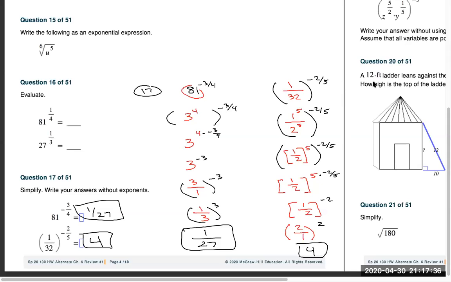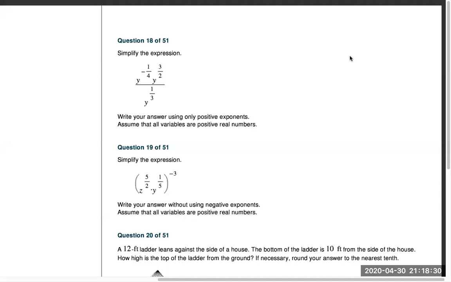Let's keep it moving. Let me pause the recording while I flip the page. All right, so number 18 is going to be next.